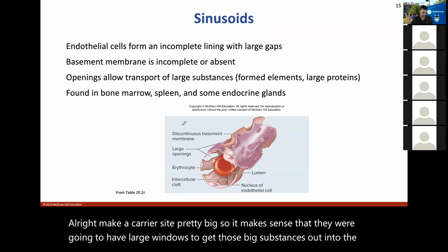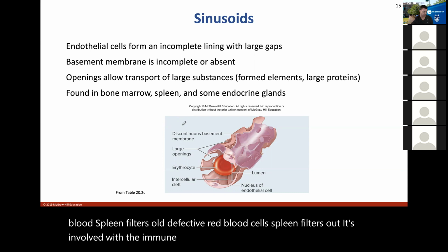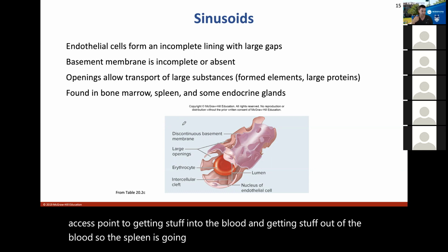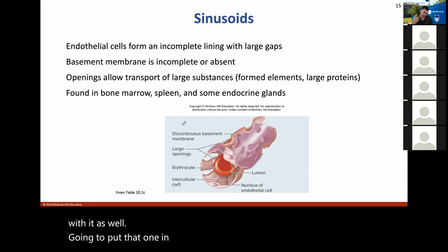Spleen filters old defective red blood cells. It's involved with the immune response as well. So it's going to need a large access point for getting stuff into the blood and out of the blood. So the spleen is going to have a lot of sinusoidals as well. Liver will have some as well. I could have put that one in there because of what it does, but these are the three that I put up there.